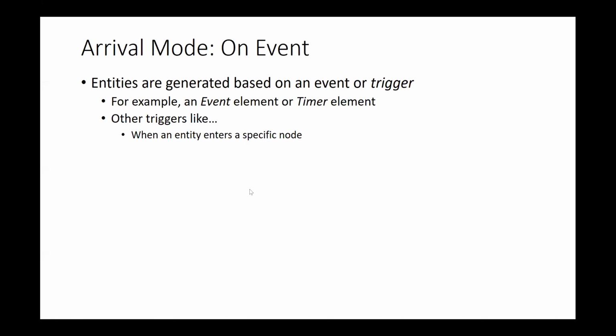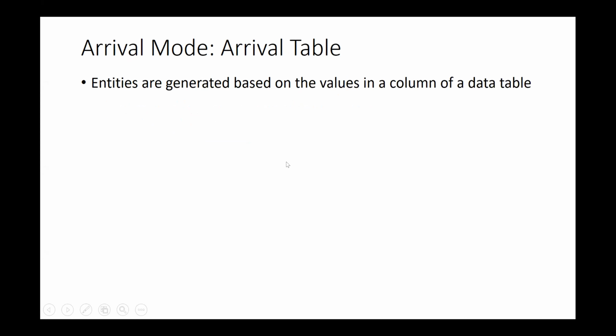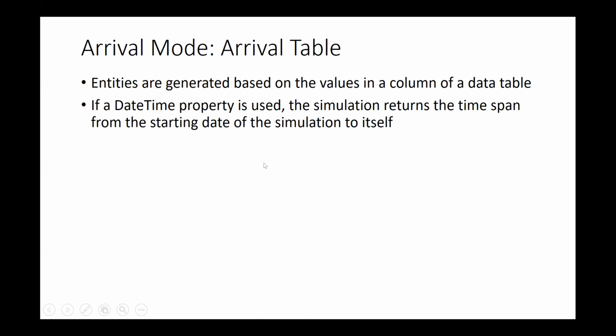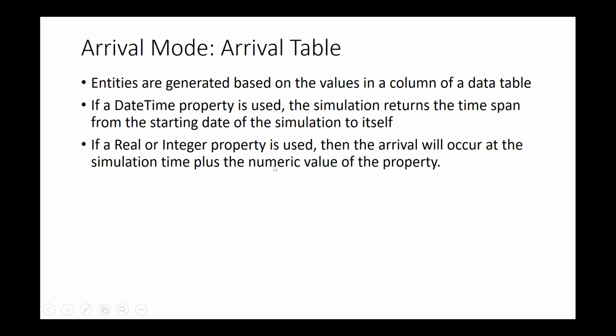Now we're on to the final example, the arrival table as an arrival mode. Entities are generated based on the values in a column of a data table. If a date time property is used, the simulation returns a time span from the starting date of the simulation to itself. If a real or integer property is used, then the arrival will occur at the simulation time plus the numeric value of the property. So the arrival table is also very useful.